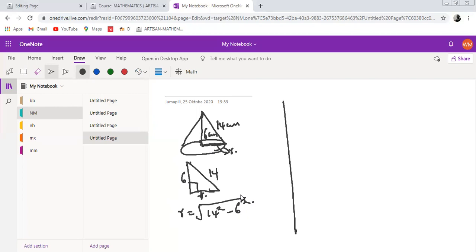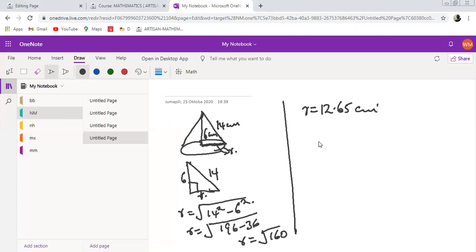So what are we going to get? 14 squared gives us 196. 196 minus 36. You get r is equal to the square root of 160. What is the square root of 160? It is 12.65. So r will be equal to 12.65 centimeter.